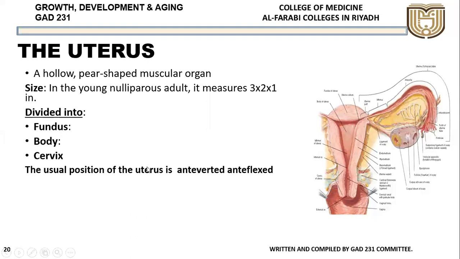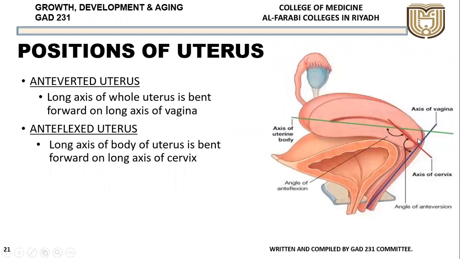The usual position of the uterus is anteverted, anteflexed. If you see here, this is the normal position of the uterus. This is very important because if this position changes, it can lead to infertility. It looks very abnormal, but this is the normal position for the uterus. If you see here, this is the uterus, this is the cervix, and this is the vagina. This is called anteverted anteflexed. What do you mean by anteverted anteflexed? If you see here, the angulation between the vagina and the cervix is called the angle of anteversion. It is 90 degrees.